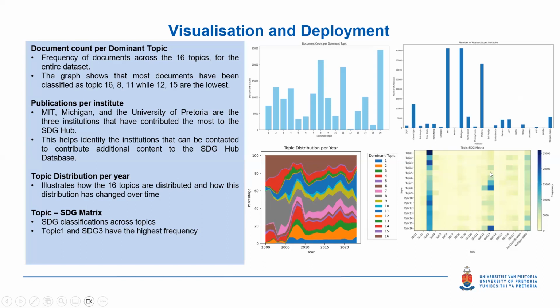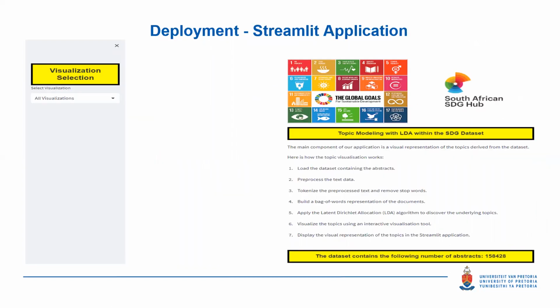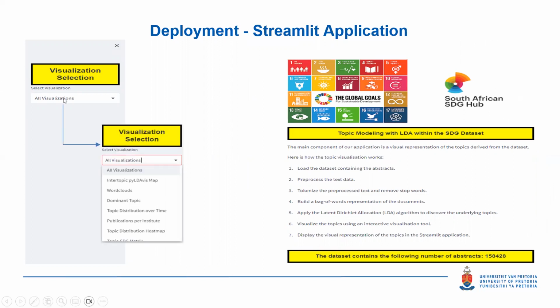Next is the topic SDG matrix. We observe that there is a high frequency of documents which are classified as topic 1 and also SDG 3, as evidenced by the dark blue or navy square there at the top. Now, looking at the Streamlit app deployment is the drop-down list on the left-hand side, which allows one to select which visualization they would like to look at. One can select all visualizations or a specific one amongst the list.